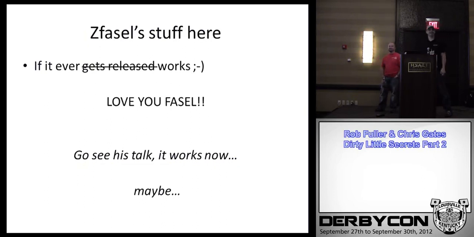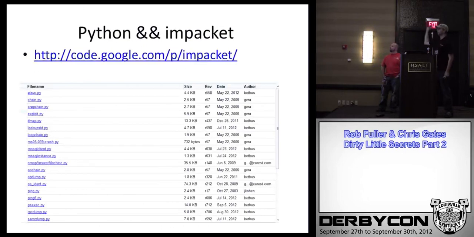Hi, Zach. Are you in here? Ah, boo. So Zach Faisal's stuff, it's a web app that does persistent SMB relaying. So it'll take one connection in, and then you can issue it multiple times to different hosts, which hasn't been done before, at least not publicly.